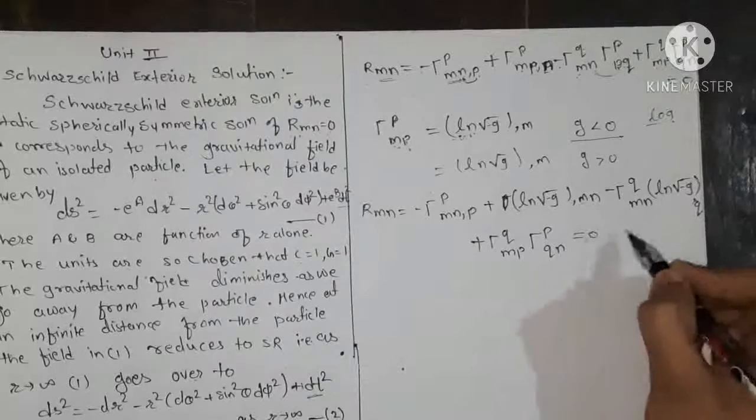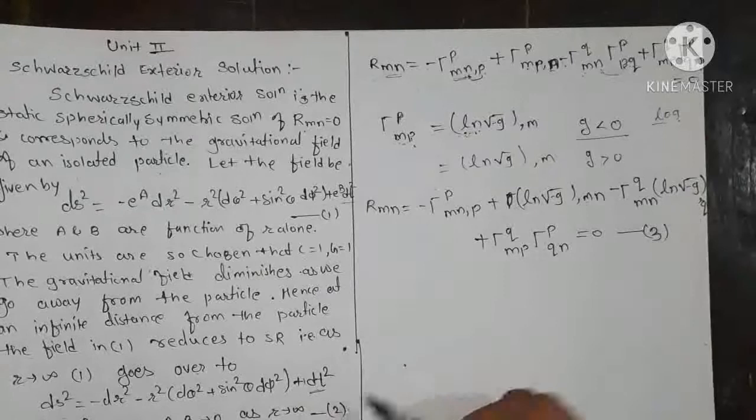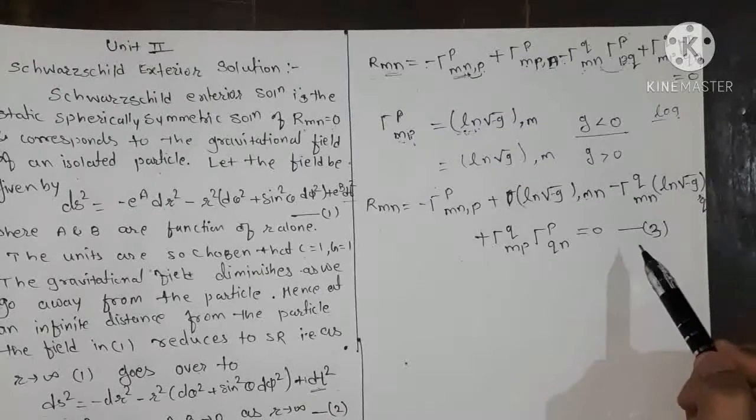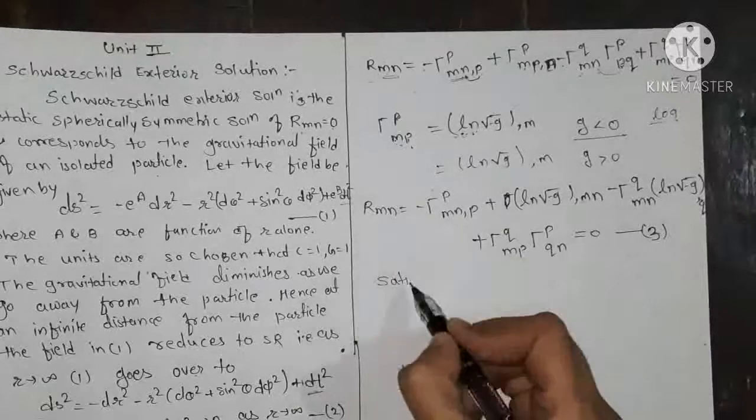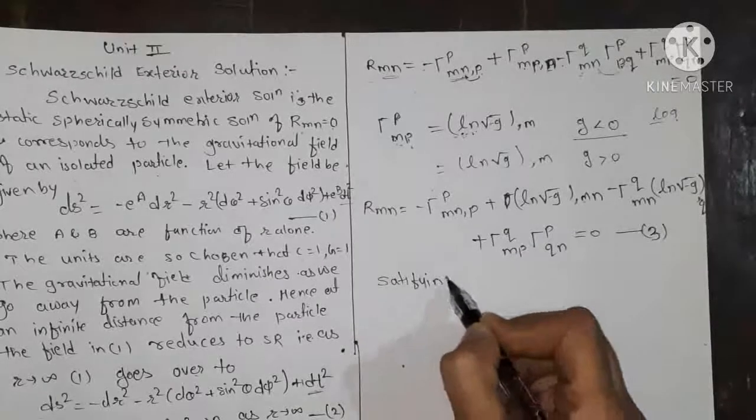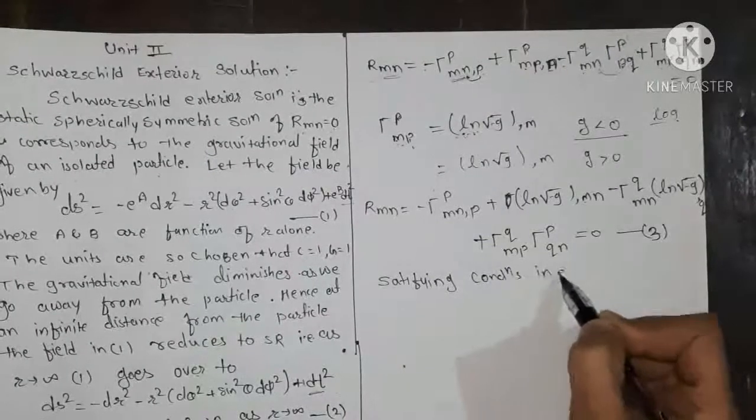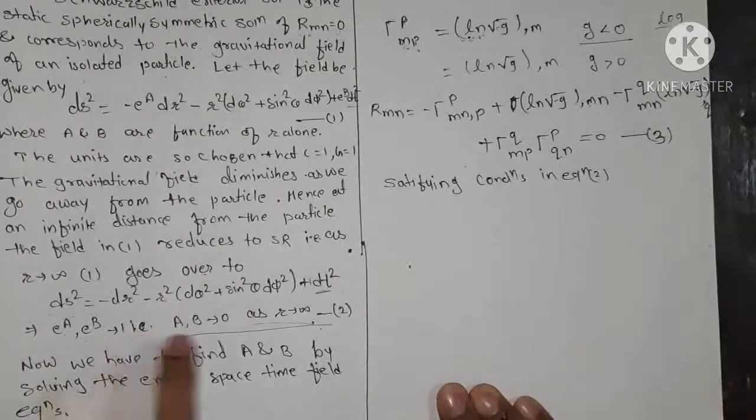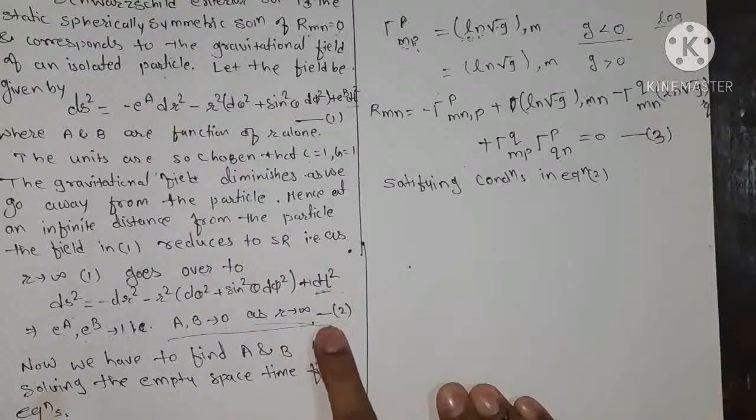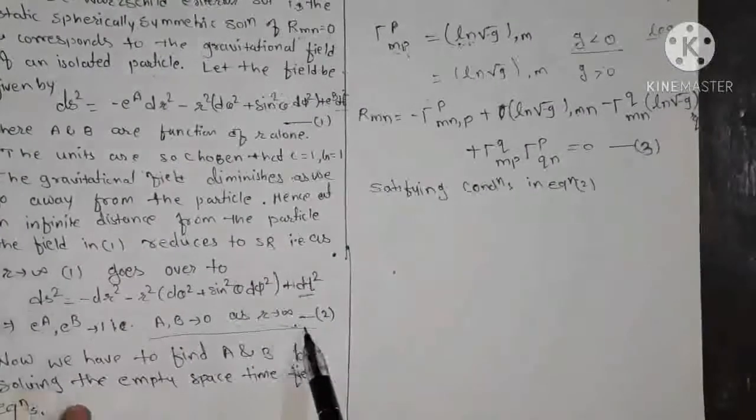This is equal to 0, and we give this as equation number 3, as 2 is completed here. This R_mn satisfies the condition in equation 2, that is, e to the power a comma e to the power b tends to 1, implies a comma b tends to 0 as r tends to infinity. So this R_mn equals 0 satisfies this condition.